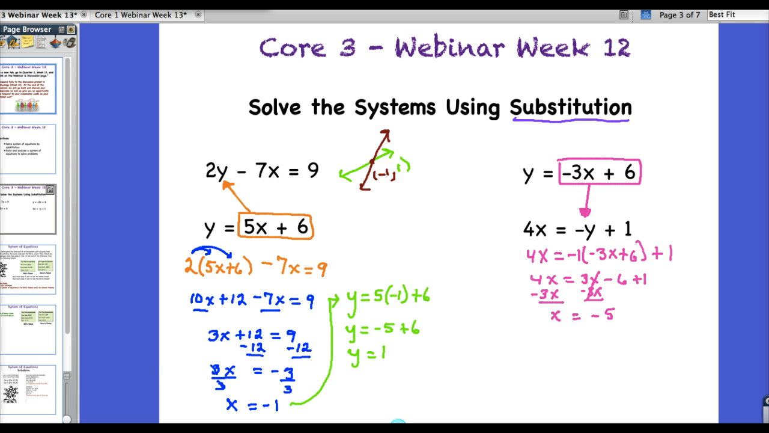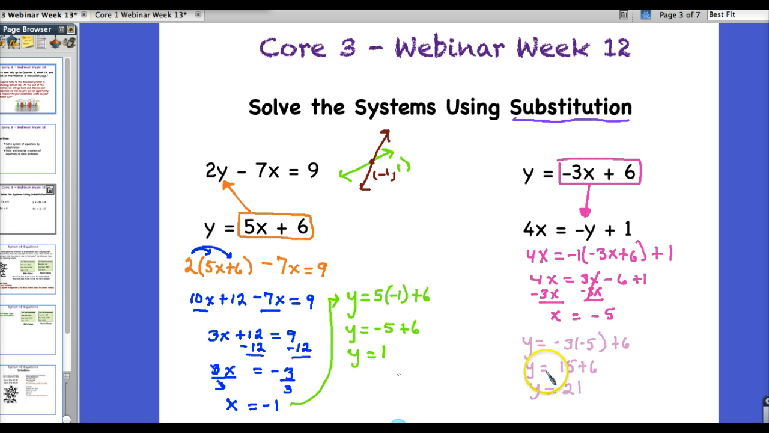Now I'm ready to substitute. So we'll use another color. So I'm going to put a -5 in for x. And again, you guys, I'm just going to use the top equation because the top equation already is in the form of y equals, so it's a lot easier to simplify. But I could use the bottom equation if I want to. All right, so y is going to equal -3 times -5 is positive 15. And positive 15 plus 6 is positive 21.